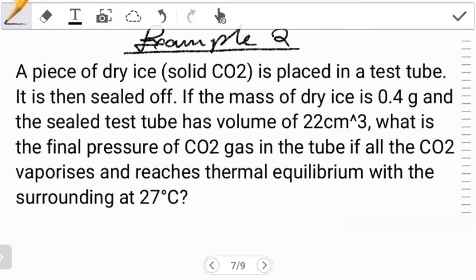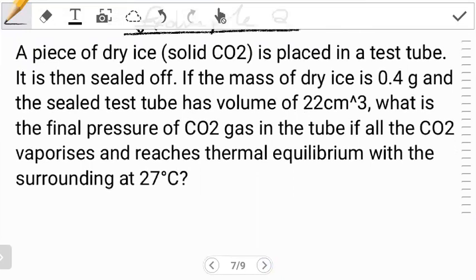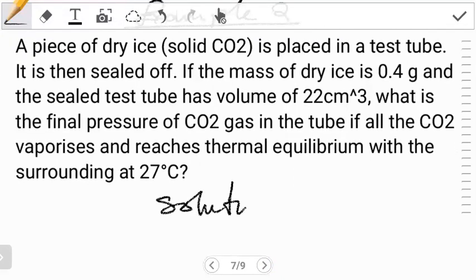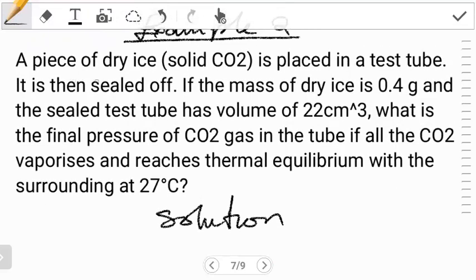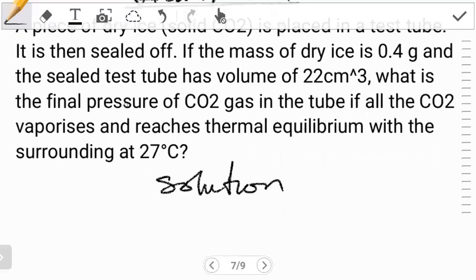Okay, so if you have, we can then start looking at how we can work this question out together. If we look at what we've been given, we're talking about a piece of dry ice, which is just solid carbon dioxide, placed in a test tube. It is then sealed off. If the mass of dry ice is 0.4 grams and the sealed test tube has a volume of 22 centimeter cubic, what is the final pressure of CO2 gas in the test tube, if all the CO2 vaporizes and reaches thermal equilibrium with the surrounding at 27 degrees Celsius?